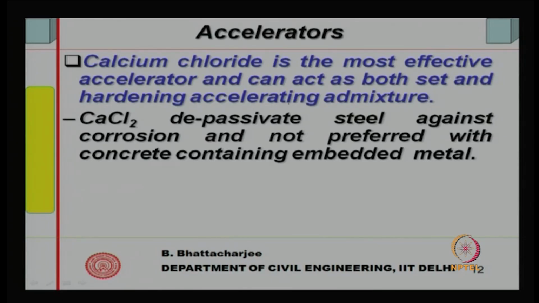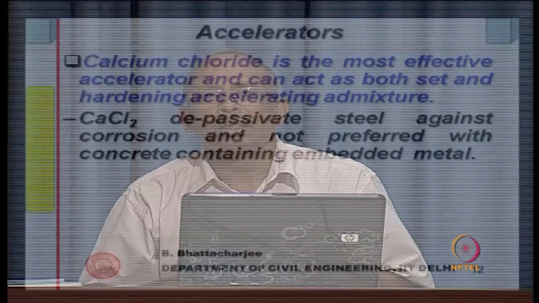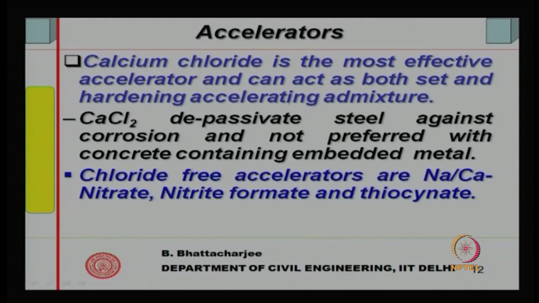But unfortunately calcium chloride is a problem for the durability of reinforced concrete, because it will initiate the rebar corrosion process by what is known as depassivation of the steel. Usually some kind of passive layer forms over steel which protects the steel, but if calcium chloride is present, such passive layers get broken down and it is called depassivation, and it is not preferred. That is why, if you have embedded steel in concrete, calcium chloride is not the preferred admixture. In fact, it is not used anymore. Chloride free accelerators are what is preferred.